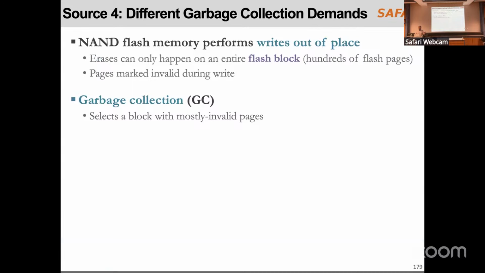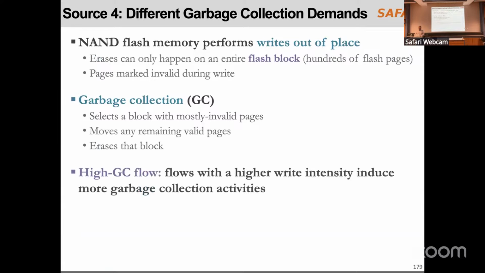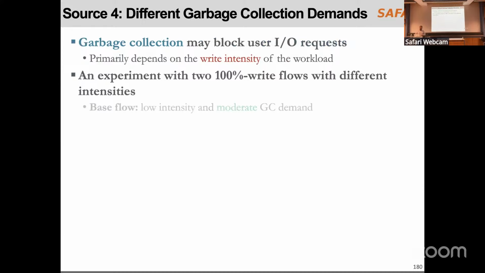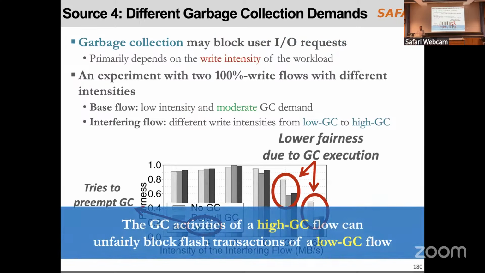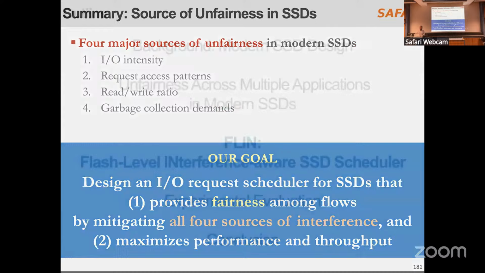Garbage collection, we already discussed it, where some flows cause a lot of GC. So we can call them high GC flows. Flows with a higher write intensity induce more garbage collection activities, and that can potentially cause performance degradation for the neighboring flows. So we discussed these fairness issues.